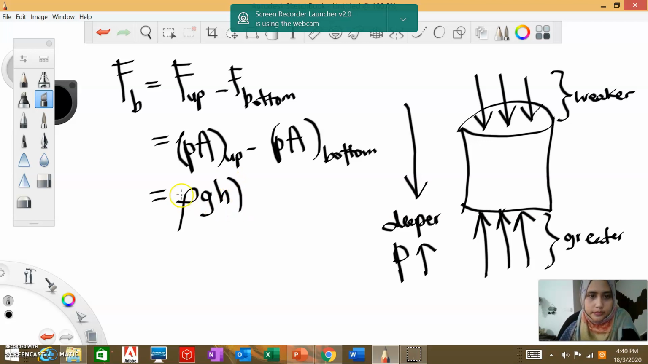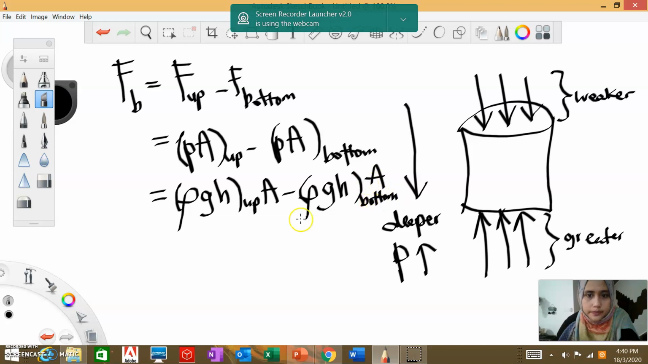The area should be the same because it's the same object. So rho g h bottom times A, minus rho g h top times A. Rho and g are supposed to be constant as well. So therefore, you should get this as rho g A times h, where h is the difference in the height. And the difference in the height is actually here.